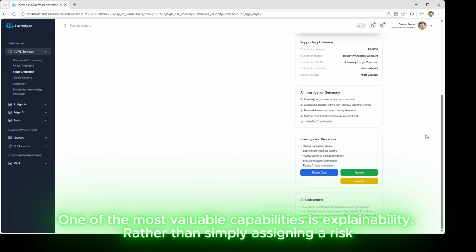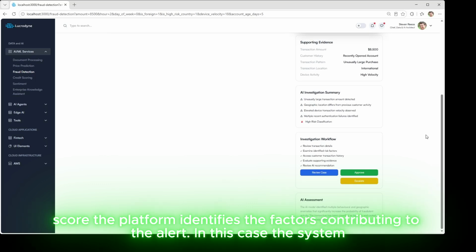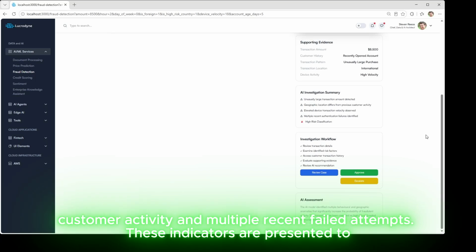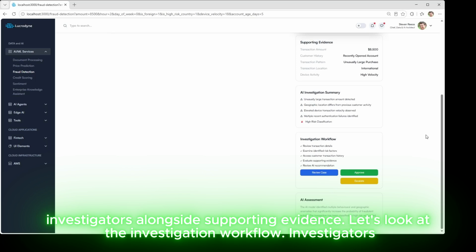One of the most valuable capabilities is explainability. Rather than simply assigning a risk score, the platform identifies the factors contributing to the alert. In this case, the system has identified an unusually large transaction amount, a location mismatch compared to previous customer activity, and multiple recent failed attempts. These indicators are presented to investigators alongside supporting evidence.